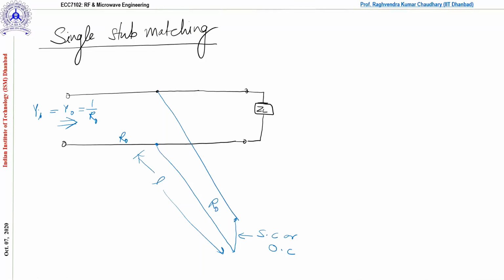Correct. Now another thing is that this stub, this blue color in our system, is called a stub. Okay, connected at the location D from the load. Fine. From the load it is connected at the location D, and let us mark here this is B dash. Fine. These points we are representing as B and B dash.